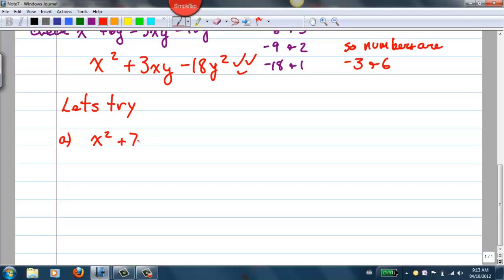Now let's try another couple. So we've got x squared plus 7x plus 10, and r squared minus 10rs plus 9s squared. And I really encourage you to pause this and do these on your own.